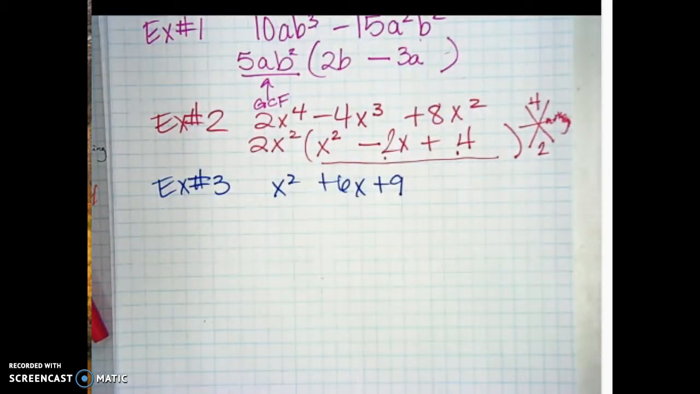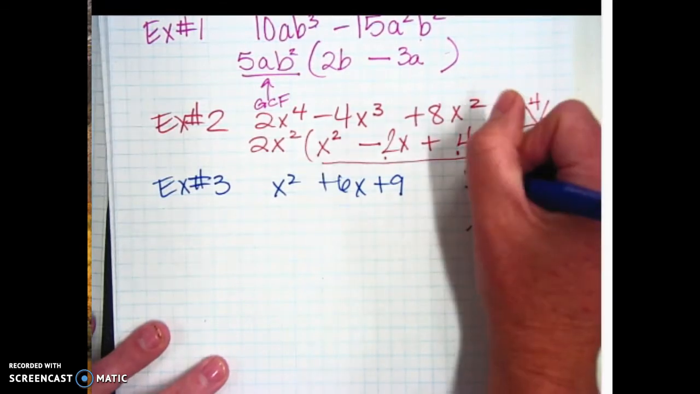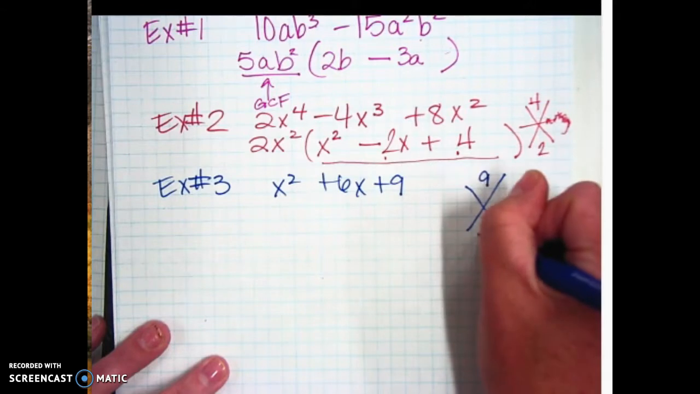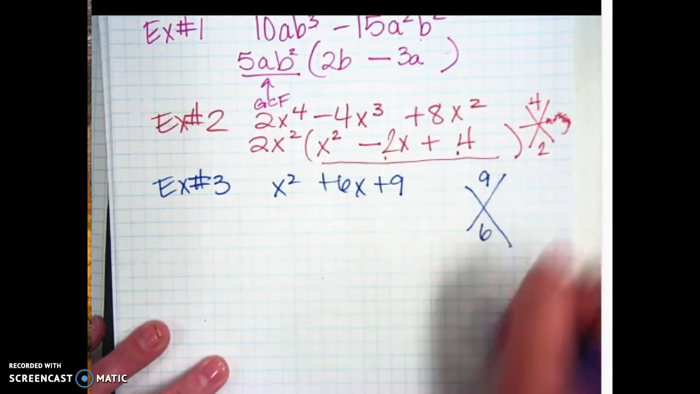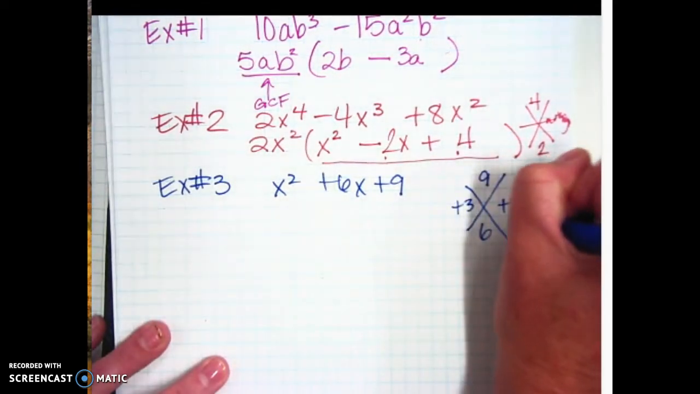Example number 3, x squared plus 6x plus 9. Is there a GCF? You should look for one, but is there one? No. Not a GCF. This one is factored if you use the x method. What's going to multiply to get 9, but add or subtract to get 6? 3 and 3, right? Plus 3 and plus 3 since they're both positive.